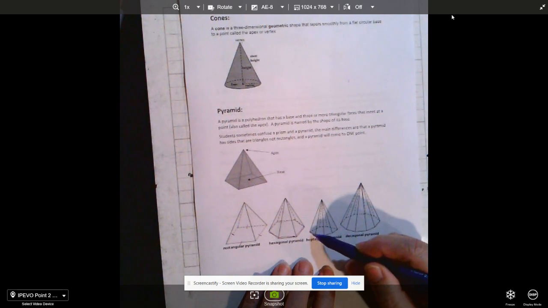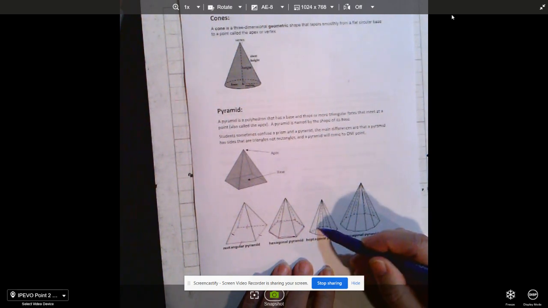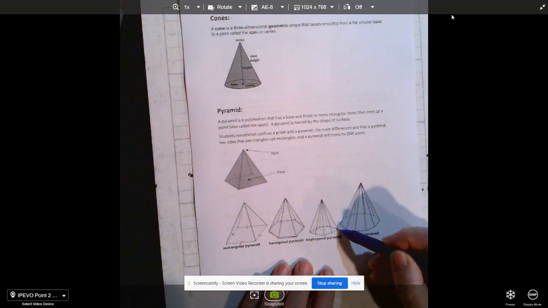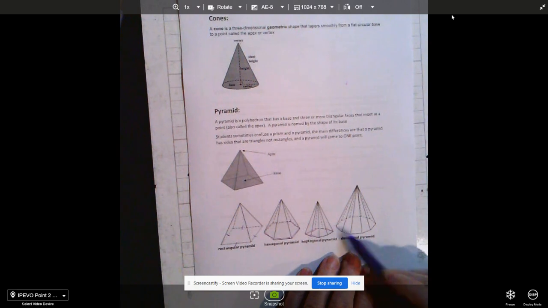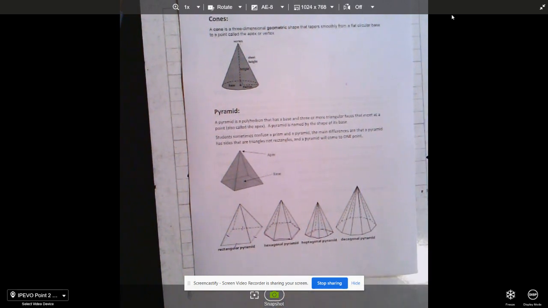Heptagonal, this one's a little bit hard to see, but this should have 7: 1, 2, 3, 4, 5, 6, 7. And a decagonal is going to have 10. But we're really going to be more concerned with rectangular prisms, triangle prisms, maybe pentagonal prisms. Again, just take a look at what the base is, and that is how you would name it.